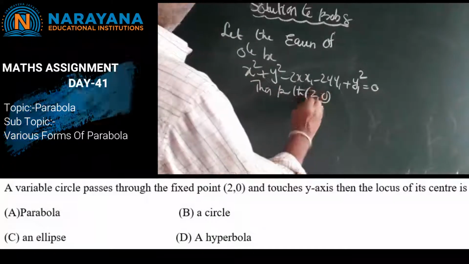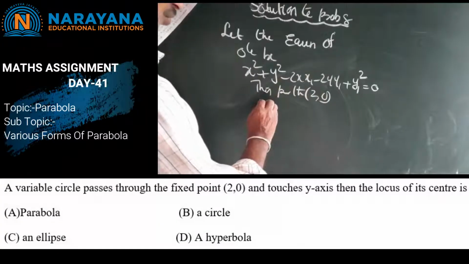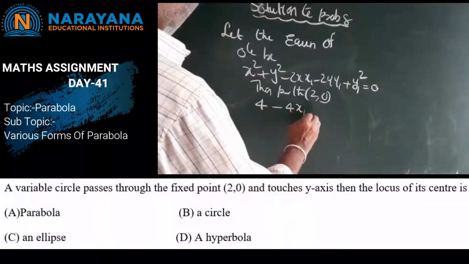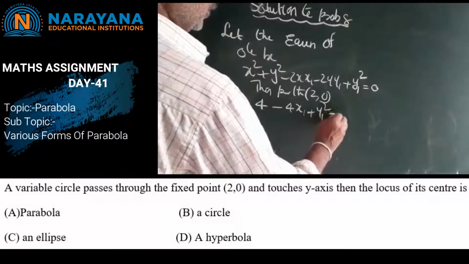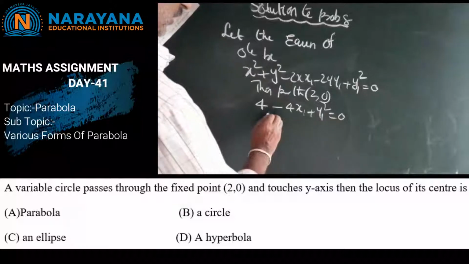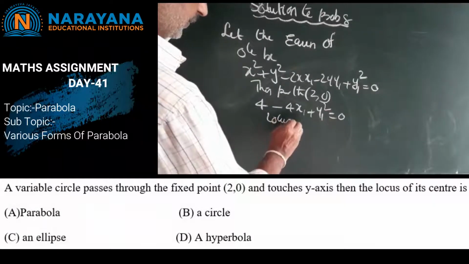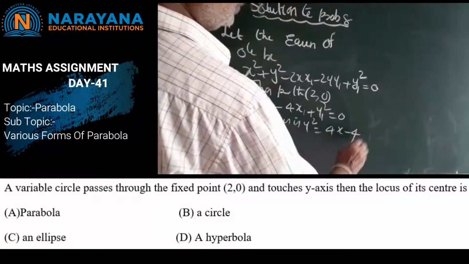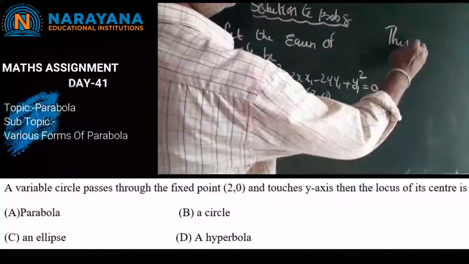This passes through (2, 0). If you substitute x equal to 2 and y equal to 0, we can get the equation like this. This represents a parabola. So the locus is y² = 4x − 4. This is a parabola.